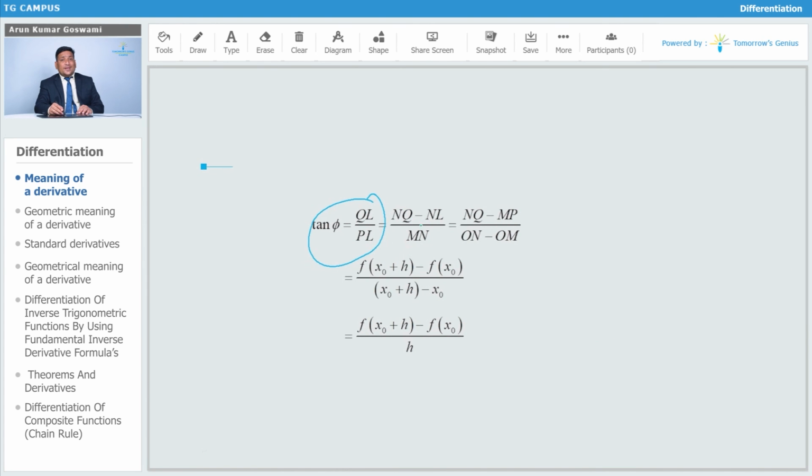So what is NQ minus NL? The change in the function, which is nothing but f of x naught plus h, and NL, or basically MP, is f of x naught. In the denominator, the change in my horizontal values is h. So by this I got tan phi as f of x naught plus h minus f of x naught, divided by h. This is nothing but my slope, or my derivative, or my gradient. So you can say this is the geometrical meaning of my derivative.